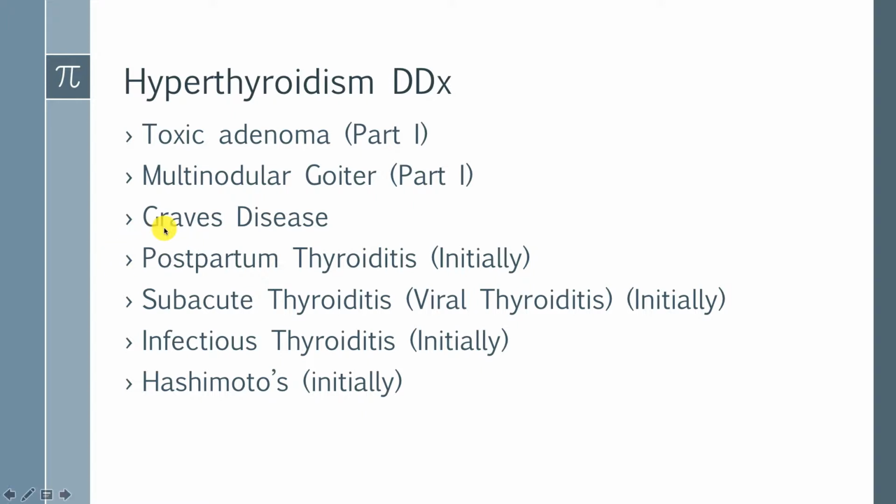Graves' disease, the most common cause of hyperthyroidism in the United States. Postpartum thyroiditis, subacute thyroiditis, infectious thyroiditis, and Hashimoto's, which can cause thyroiditis. So don't get confused by this. The initial phase of thyroiditis will cause hyperthyroidism.